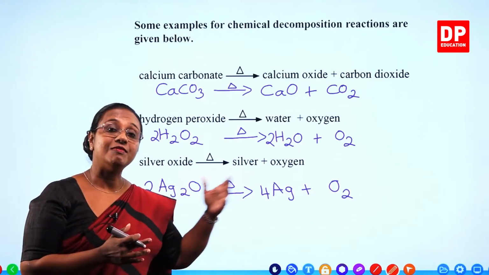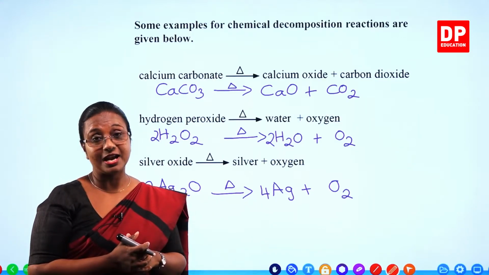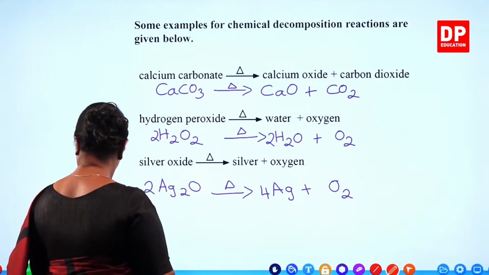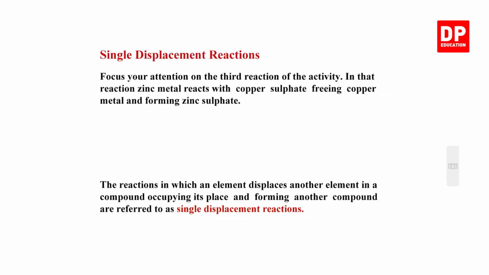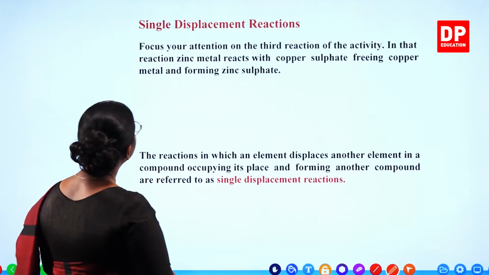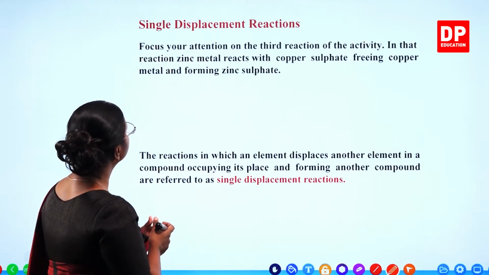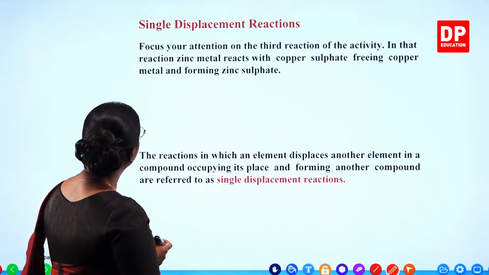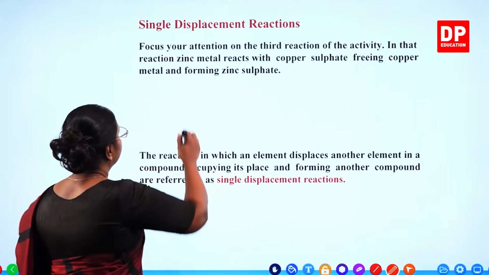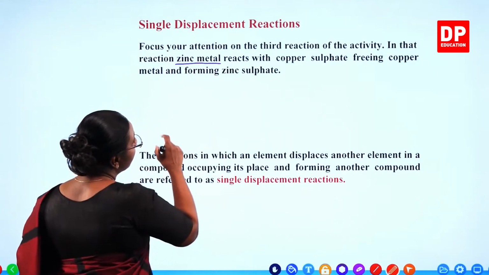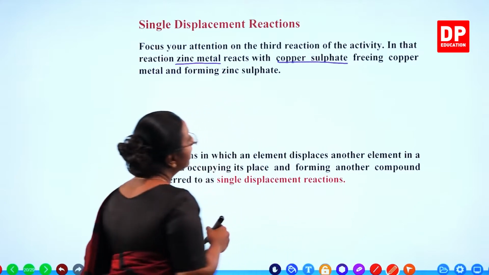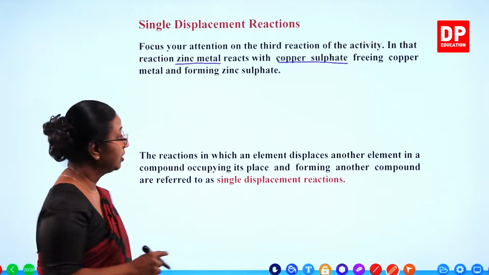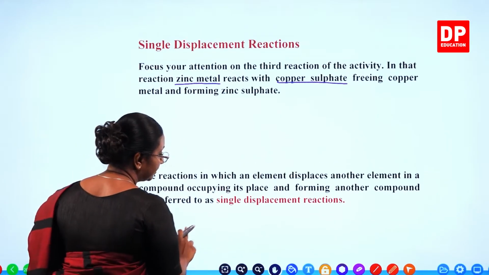So with that, we will move on to the next type of reaction. What is it? Single displacement reaction. Single displacement reactions. So single displacement reaction, focus your attention on the third reaction of the activity. In that reaction, zinc metal reacts with copper sulfate, freeing copper metal and forming zinc sulfate. So those are the reactants and products.